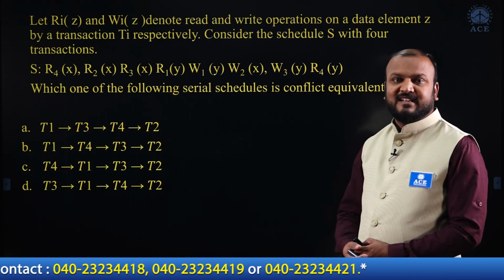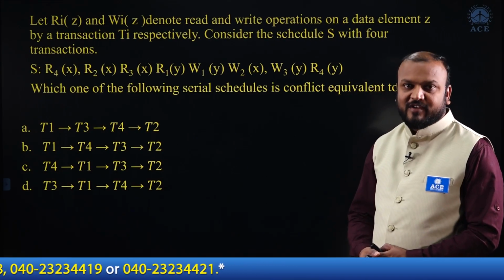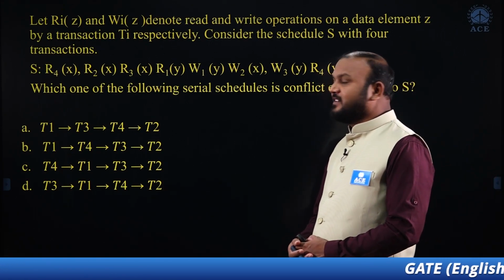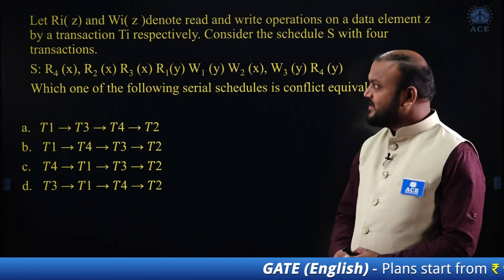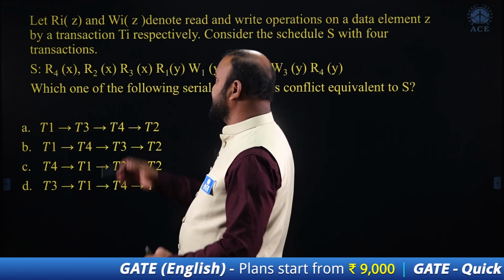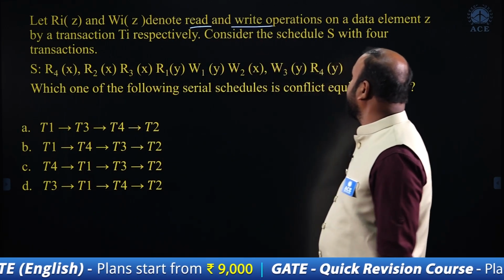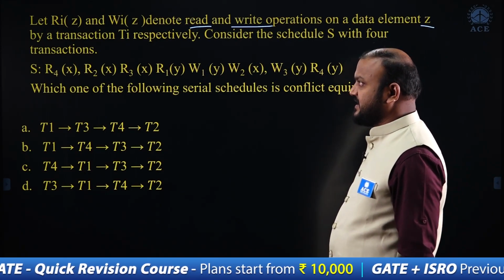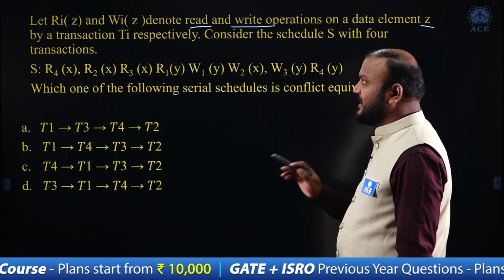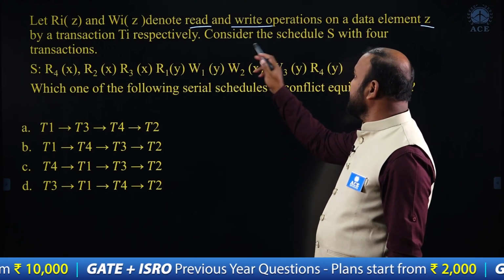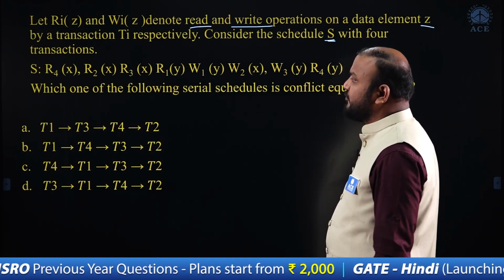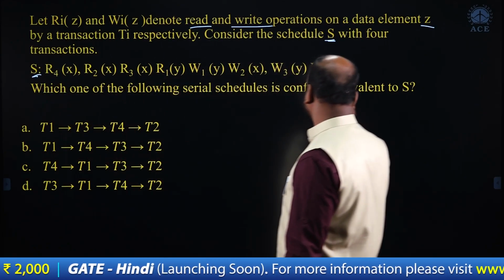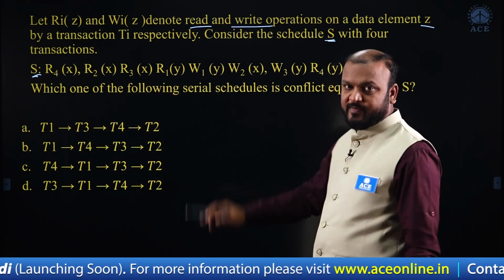Here it is a question based on the conflict serializability concept, which is from the topic of transaction management and concurrency control. Look at the question. Let Ri(z) and Wi(z) denote the read and write operations on a data element z by a transaction Ti respectively. Ri(z) is called read and Wi(z) is called write. Consider the schedule S with 4 transactions. Here schedule S is given. We have 4 transactions, and based on the 4 transactions, we have the operations.